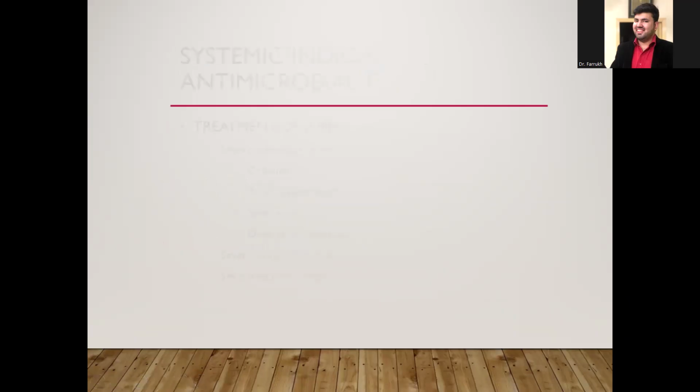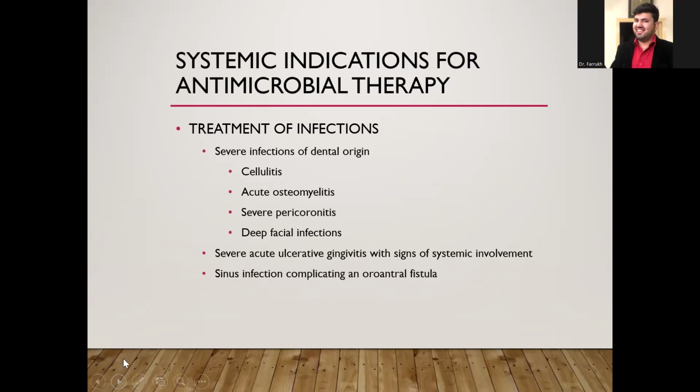Then, there are systemic indications for antimicrobial therapy. When you are treating infections, there are several: a severe infection of dental origin, which includes cellulitis, acute osteomyelitis, severe pericoronitis, deep facial infections, severe acute ulcerative gingivitis with signs of systemic involvement, and sinus infection complicating an oro-antral fistula. You should know that. These are indications when you give systemic antimicrobial therapy.